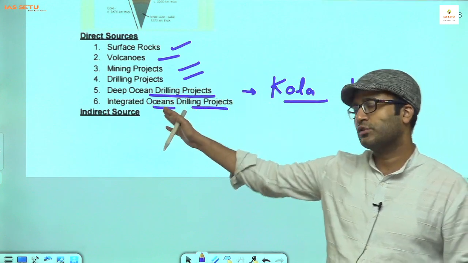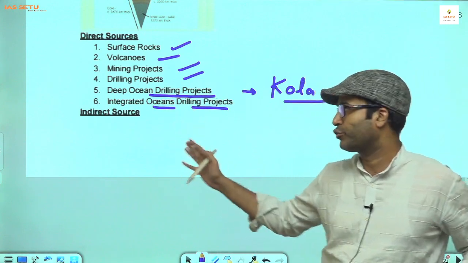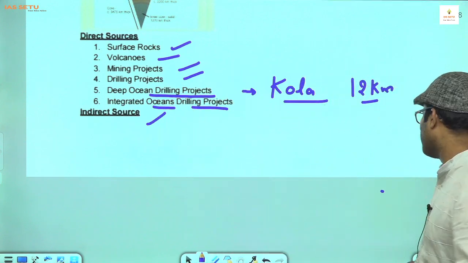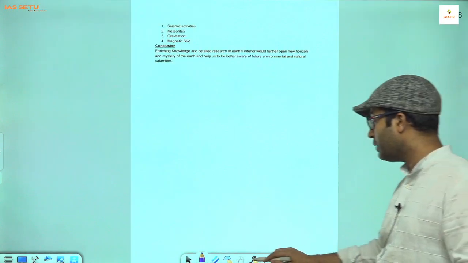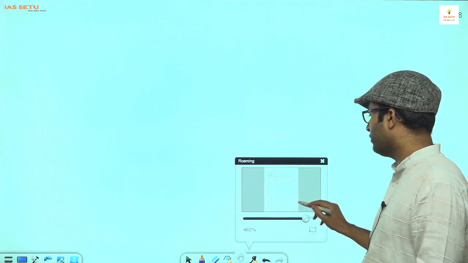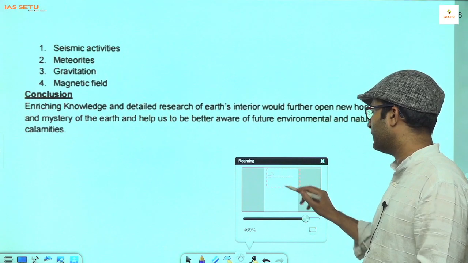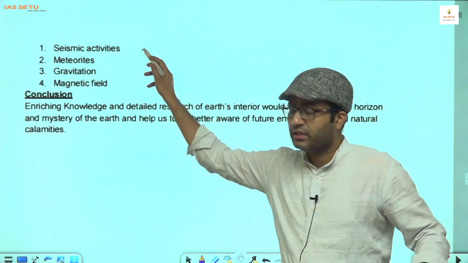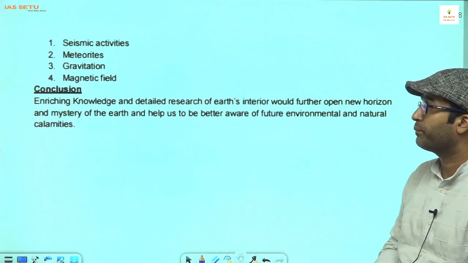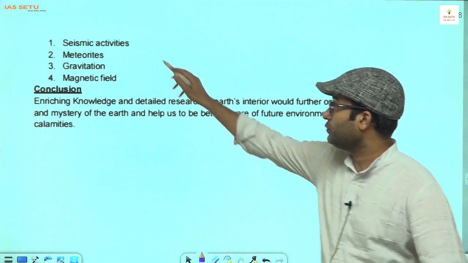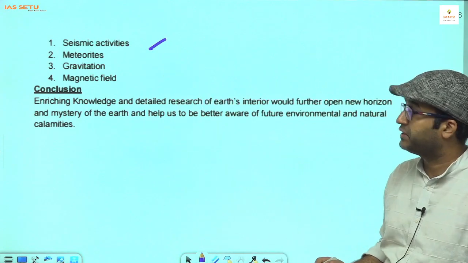तो आपको direct sources थोड़ा सा brief करना पड़ेगा, you have to write about this. फिर आपको लिखना है about indirect sources. अब जैसे indirect sources में we will discuss these seismic activities in detail, क्योंकि यही important है, seismic activities वाला part. Okay, so we will talk about the seismic activities in detail.